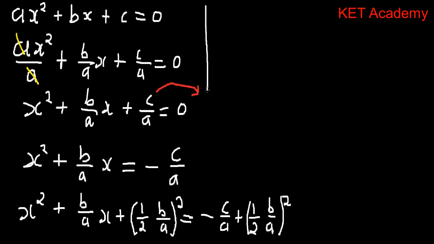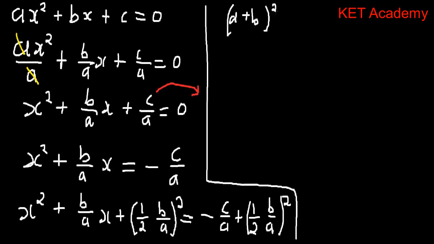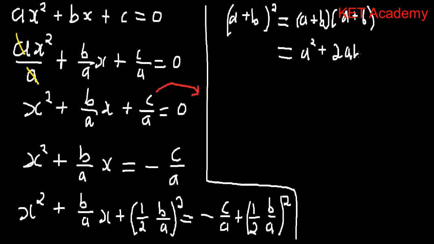Now I'm going to explain the reason why I took half the coefficient of x, all that squared, on both sides by expanding the function a plus b all that squared. If we expand this function, this can be written as a plus b times a plus b, and this will give us a squared plus 2ab plus b squared.